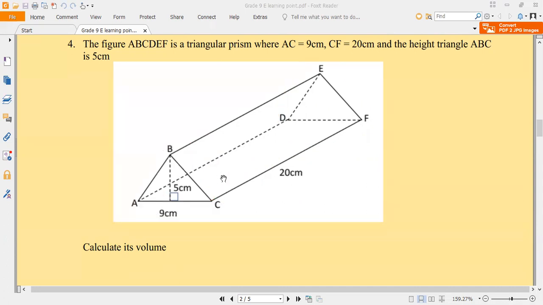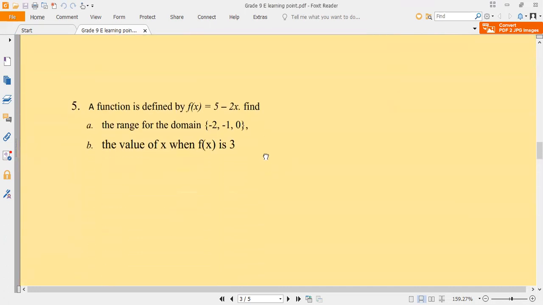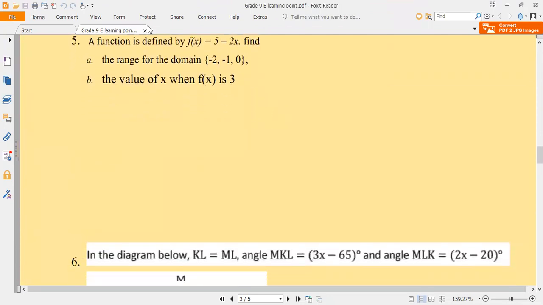Okay, we go to the next question. The next question is right over here. Functions. Functions are very simple only if you understand what is happening. So we're given the function. The function that they have given us is: f of x is given by 5 minus the product of 2 and x. So that is what we have: f of x is equal to 5 minus 2x.